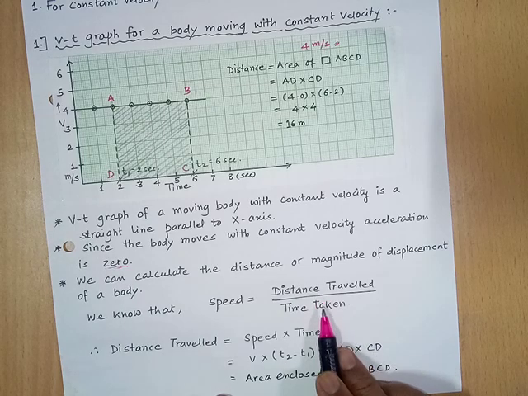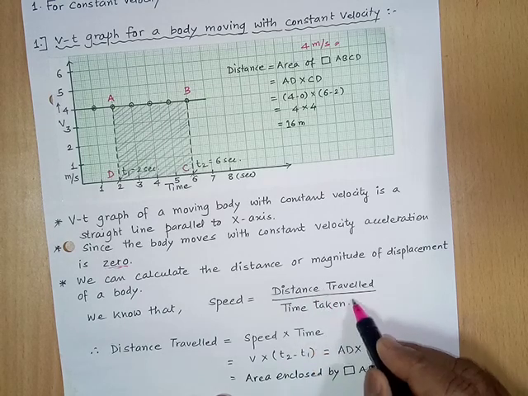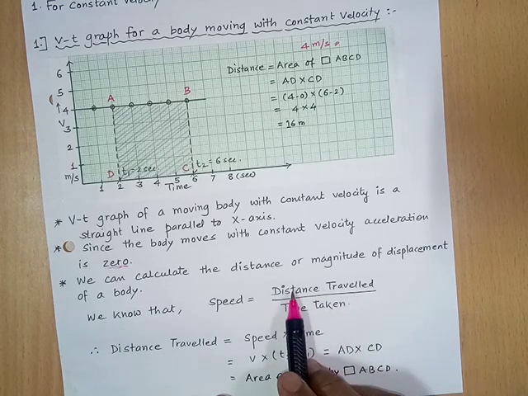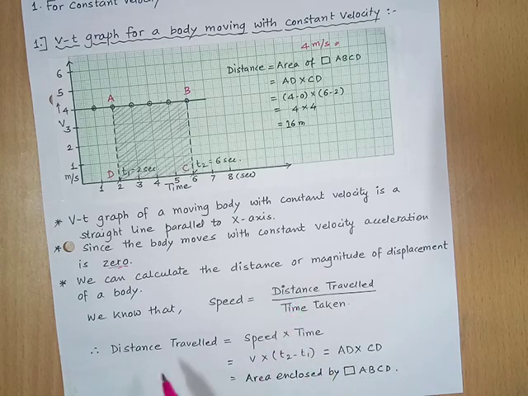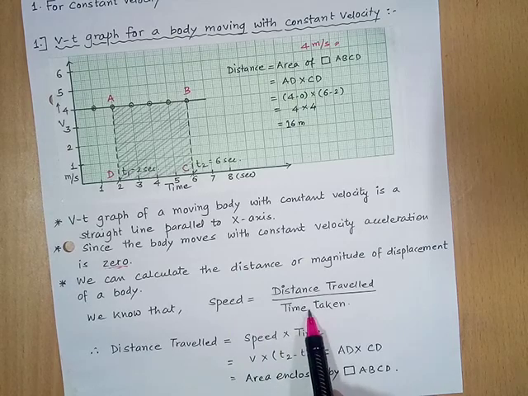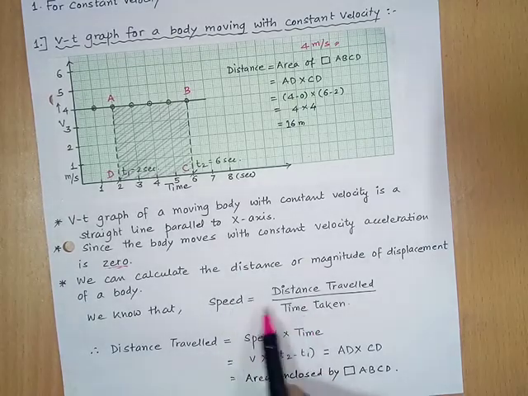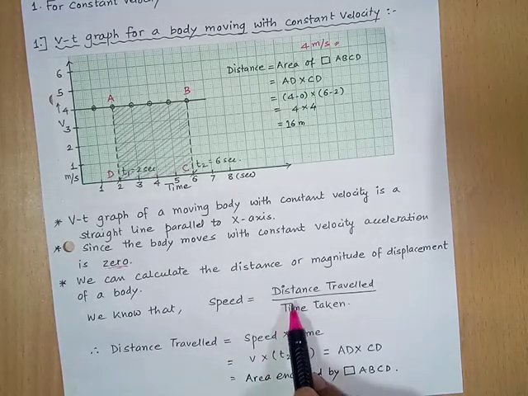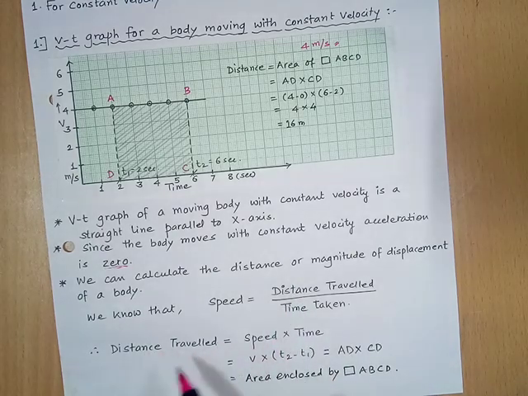Now I am interested in calculating the distance traveled, so I will transform this formula so that I can calculate the distance. The formula becomes: distance traveled is equal to speed multiplied by time. I have just cross multiplied these two quantities. So distance traveled is equal to the speed of the object multiplied by the time.